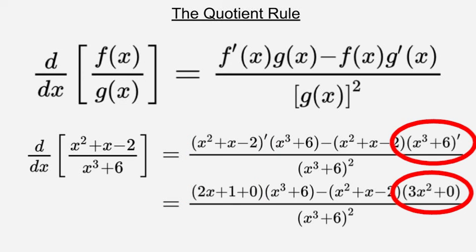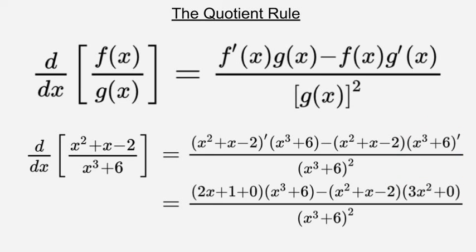And then on the other side, we're taking the derivative of x cubed plus 6, and once again using the power rule, the derivative of x cubed is 3x squared, and then the derivative of 6 is 0. And much like the last problem, you do not need to do anything with this. You do not need to simplify it or multiply anything out. Leave this as is. This is a great answer.